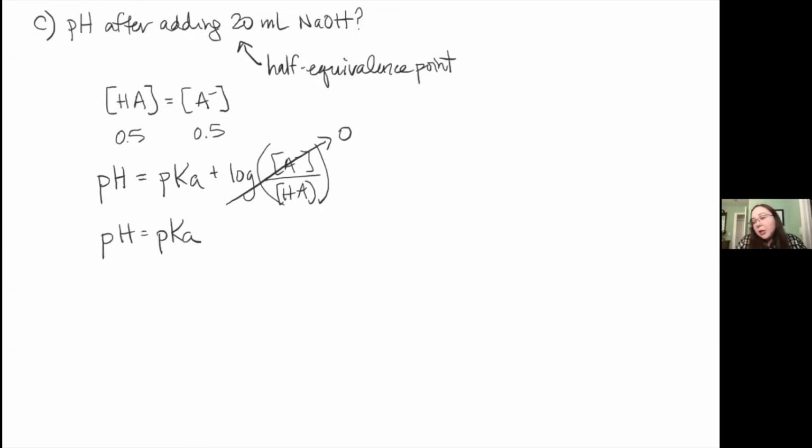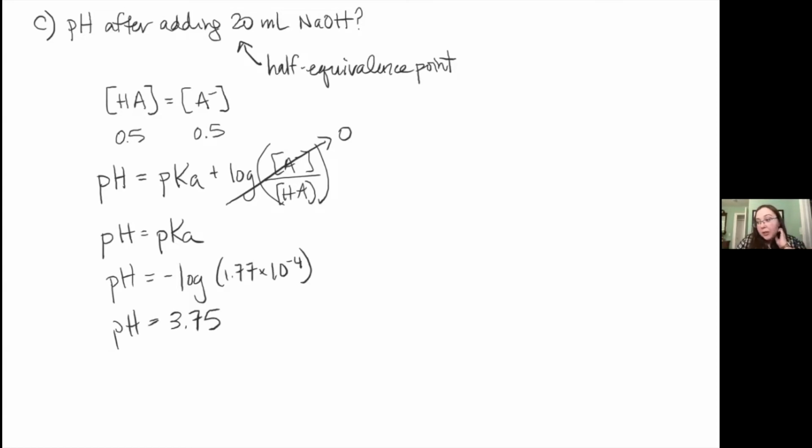And if the pH equals the pKa, all I have to do is the negative log of 1.77 times 10 to the minus 4, the Ka value that they gave us before. And I get my pH equals 3.75 after 20 milliliters of NaOH have been added. So could we have done this the other way?